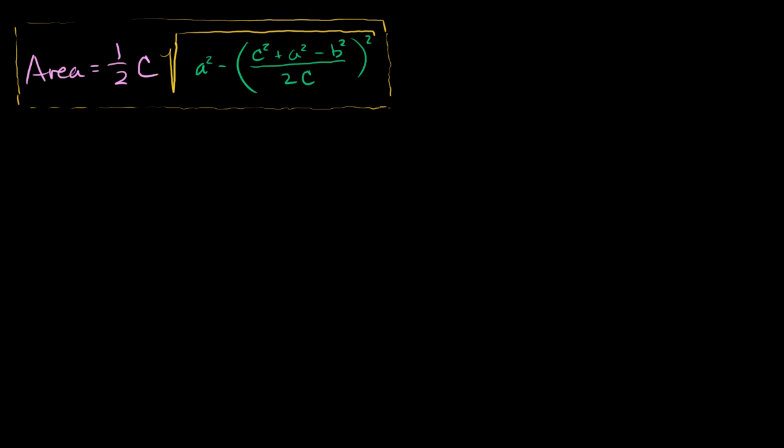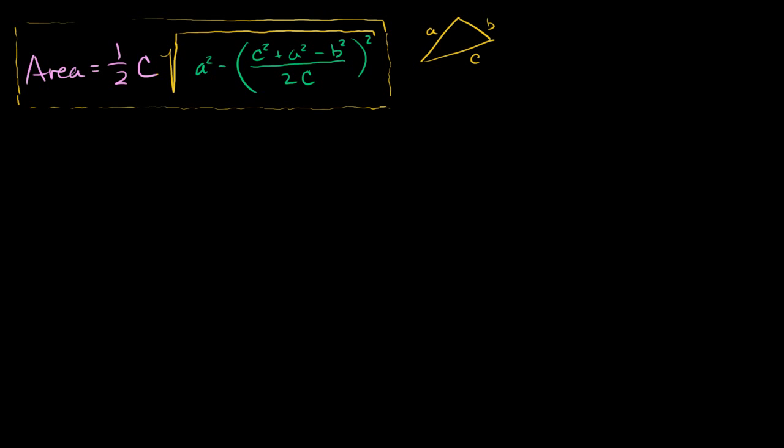In the last video, I claimed that this result we got for the area of a triangle that had sides of length A, B, and C is equivalent to Heron's formula. What I want to do in this video is show you that this is equivalent to Heron's formula by essentially just doing a bunch of algebraic manipulation.